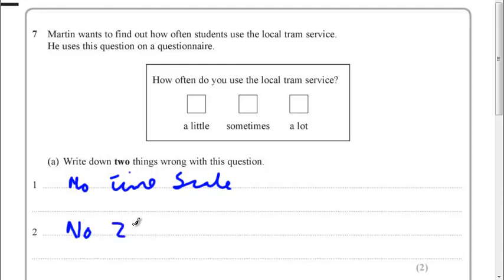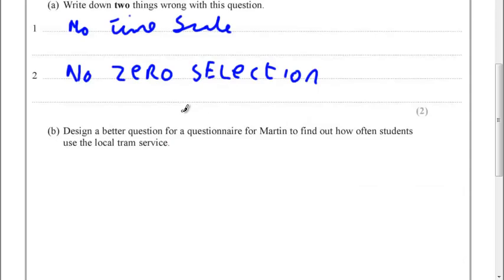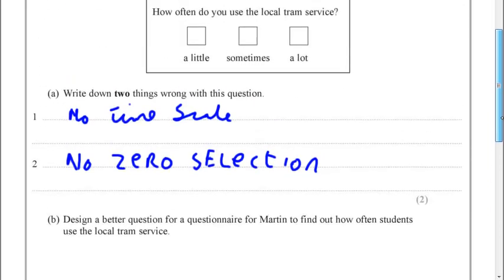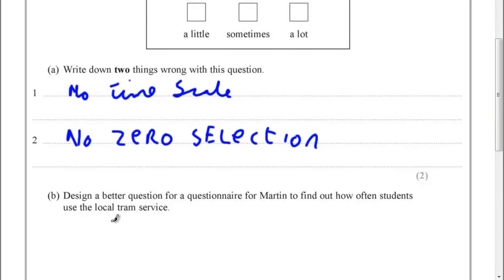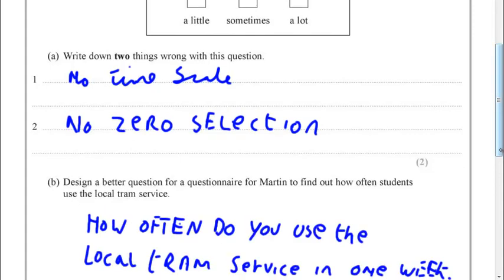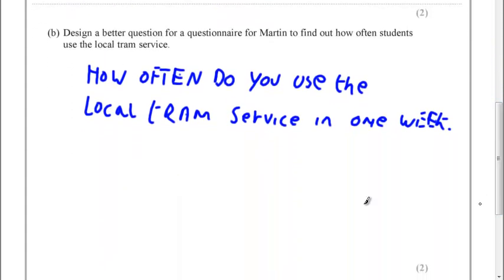No, zero selection. Design a better question for a questionnaire for Martin to find out how often students use the local tram service. So I think we'll put a time scale in. How often? And we'll put some boxes in.